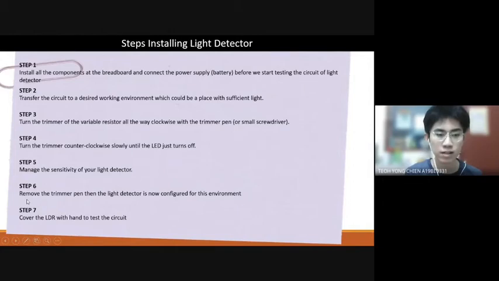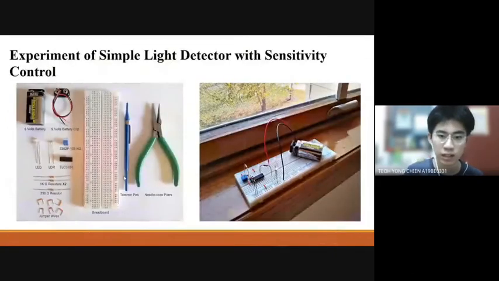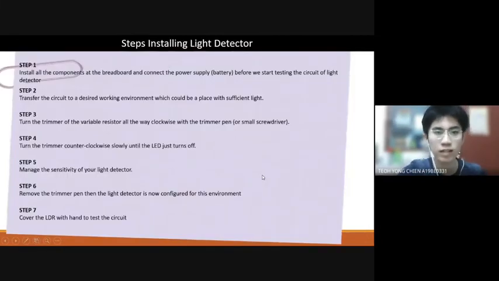And then step 6, we will remove the trimmer pen, or the small screwdriver I just mentioned. And then the light detector is now configured for the environment. And then the last step, step 7, we'll cover the LDR with a hand to test the circuit. This is the LDR. We'll cover the LDR by hand. Okay, the simple experiment is done.